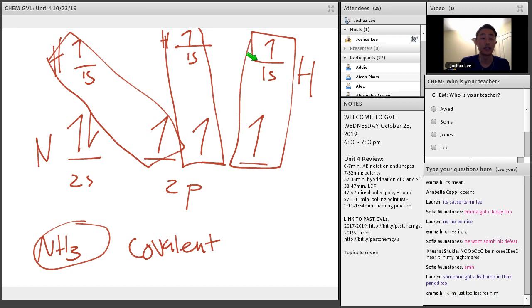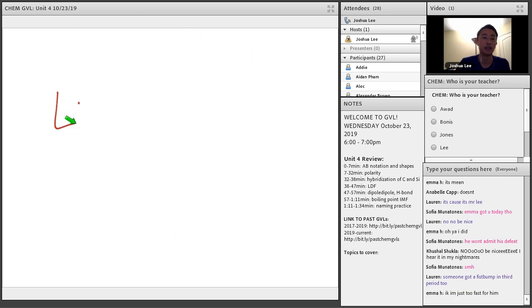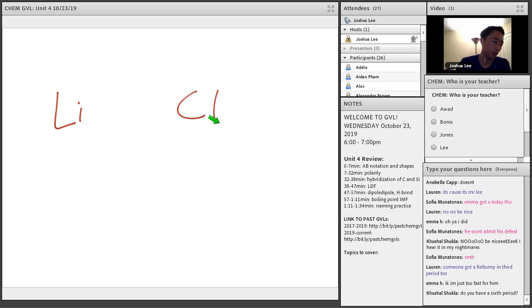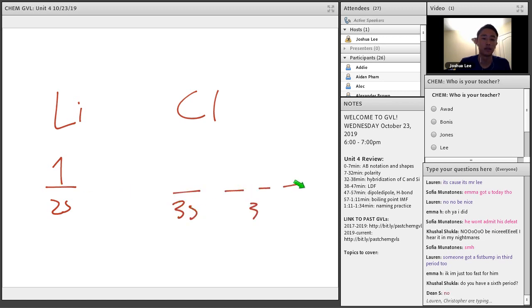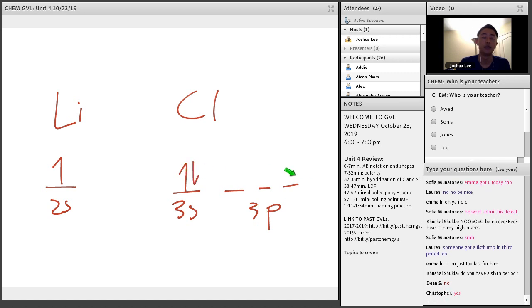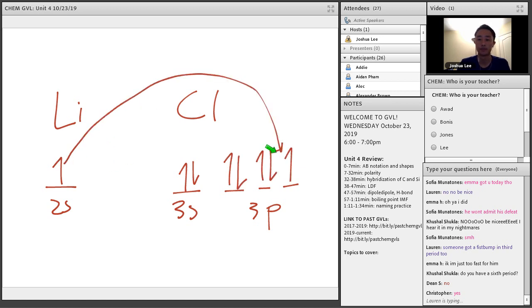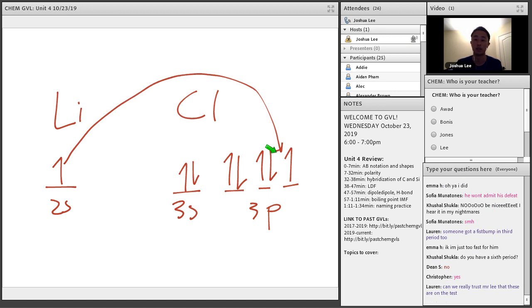So you do that. Whereas if it was an ionic compound, like let's say lithium chloride, lithium is 2s, and chlorine is 3s, 3p. You would show that ionic compounds, they transfer their electron like that. So that's really just the orbital diagram for the notation to show the transfer of electrons or the bonding of electrons. We use boxes and then we use arrows.